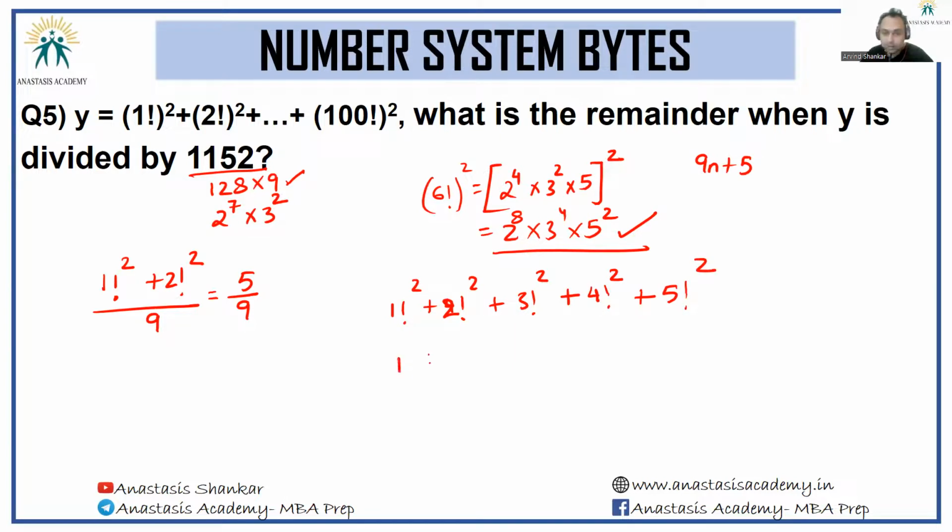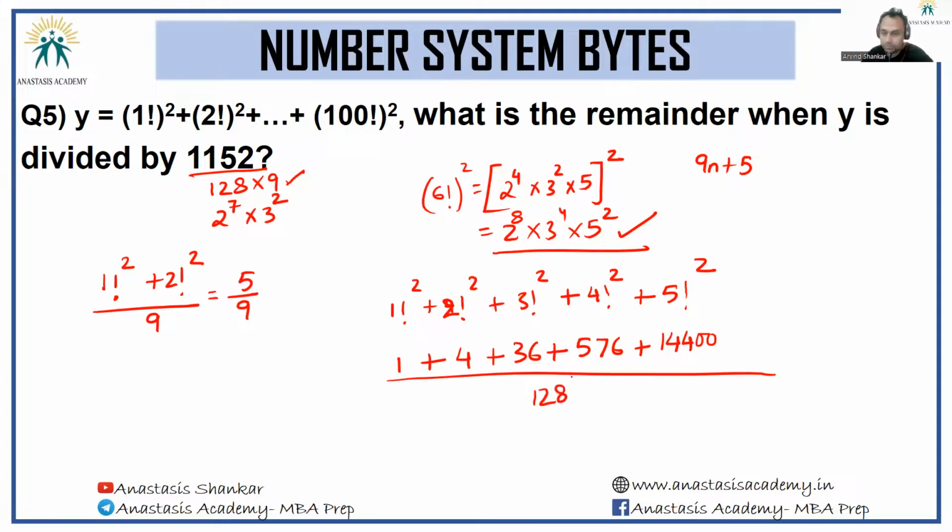So I have 1 plus 4 plus 6 square is 36. 4 factorial is 24. 24 square is 576. 5 factorial is 120. 120 square is 14400. Whole thing divided by 128 I have to see. Now I know under this there is 512. 512 to 576, so this will leave a remainder of 64.